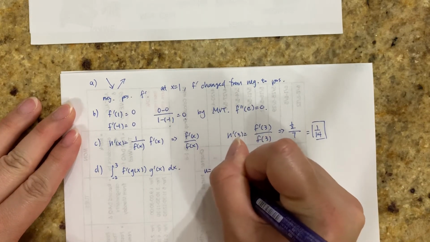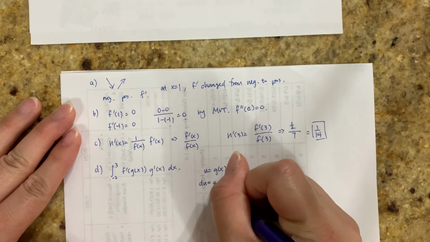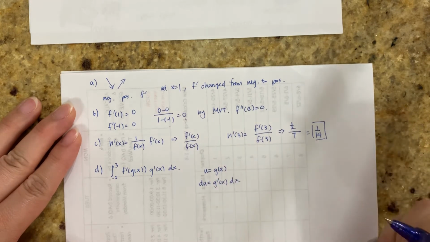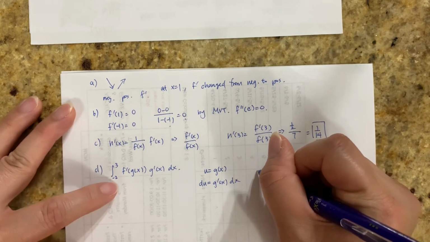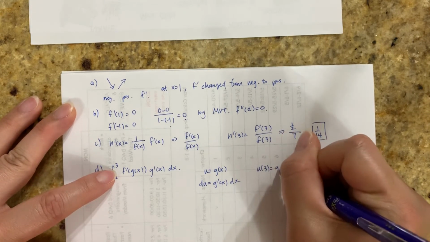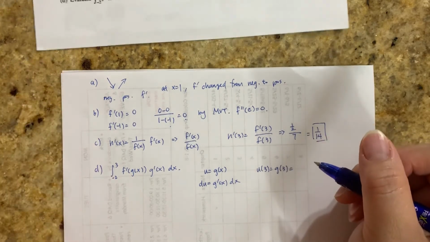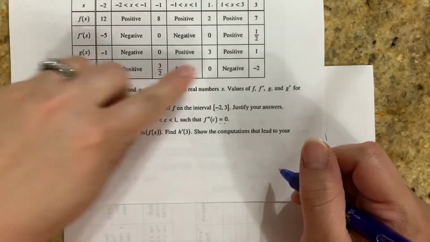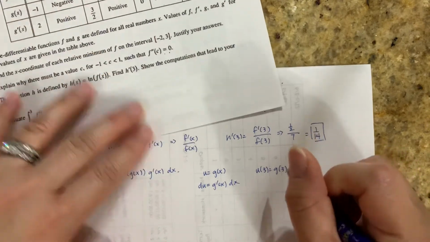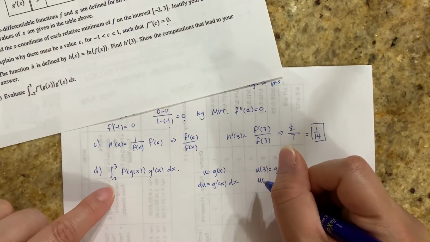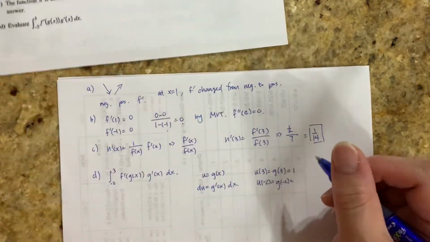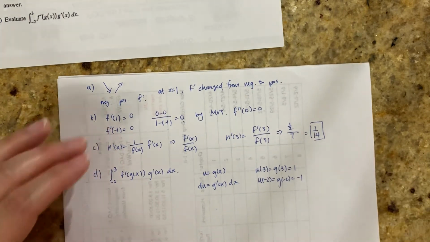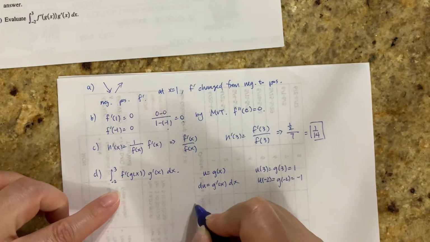Because if u is g of x, then du is g prime of x dx, right? No coefficient. Okay, what about the intervals? Well, u of 3 is g of 3, which, if you use your chart, is 1. And then u of -2, I'm trying to change the old interval, is g of -2. So g of -2 is -1. Okay, all right.